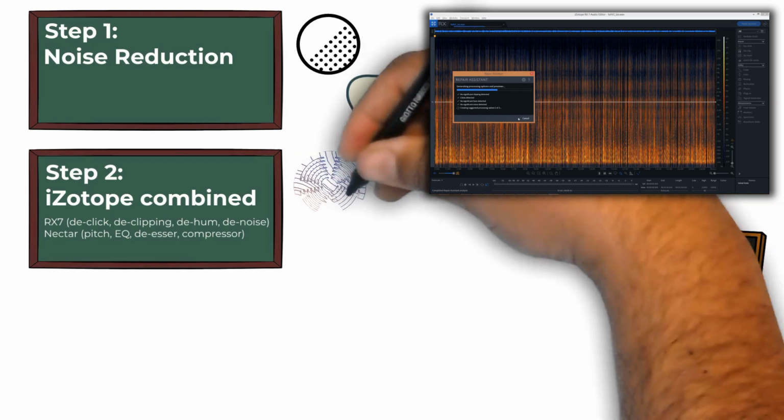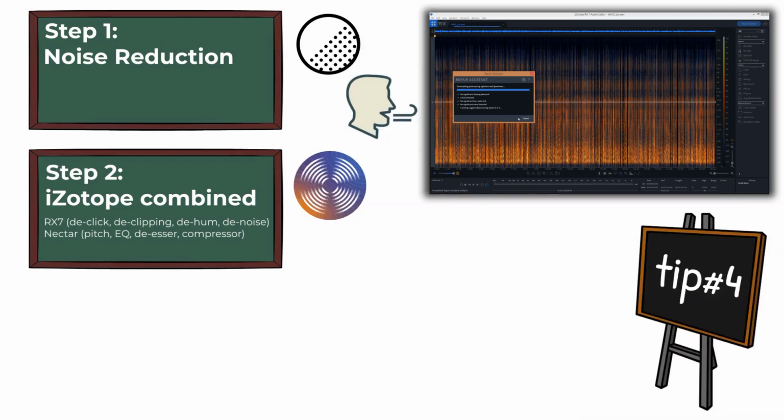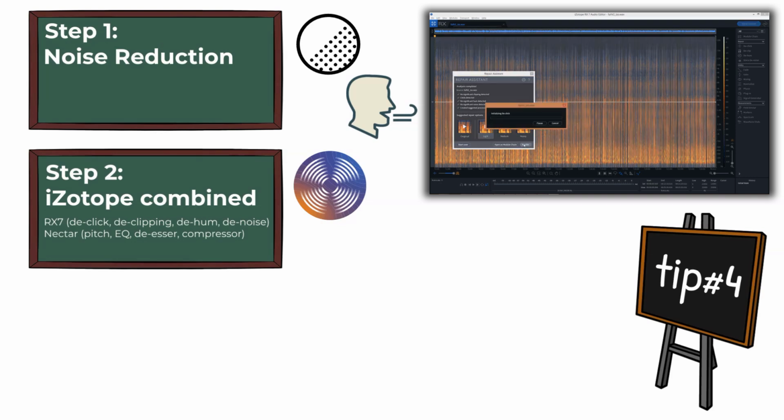With Isotope, I use RX7 Audio Repair Toolkit. I give it my file and run the Repair Assistant wizard, specifying it's a dialog type material. RX7 analyzes my clip and sets up a filter chain that it has detected to be required. We're talking about declicking, declipping, dehum, denoise, and so on. Once I have previewed and am happy with the result, I apply the filter chain or render it.